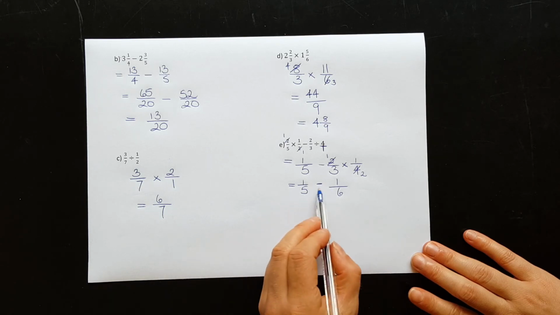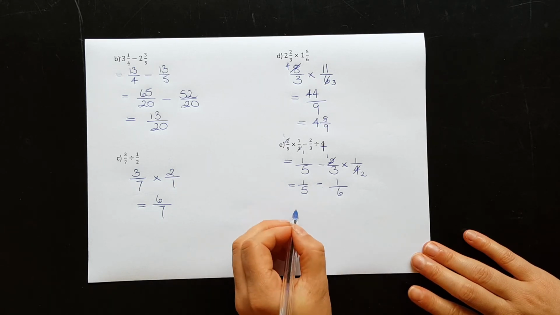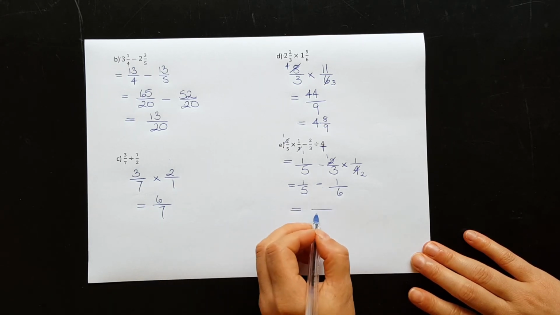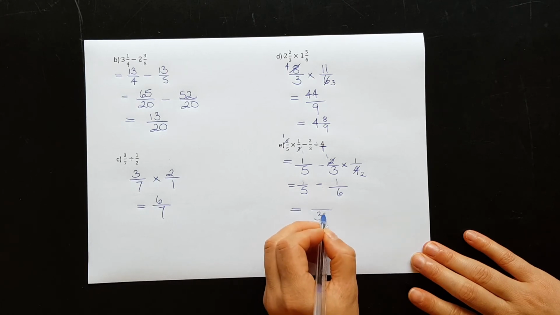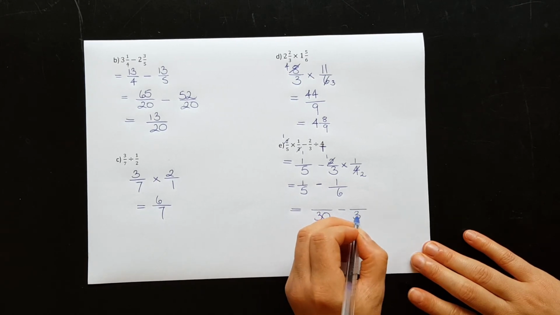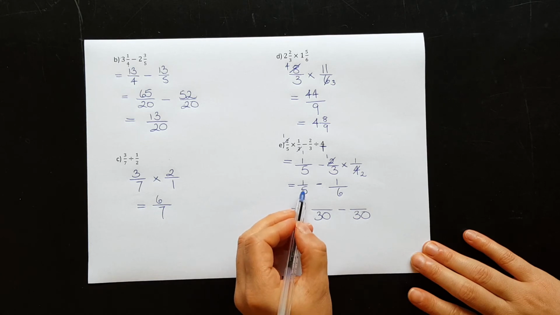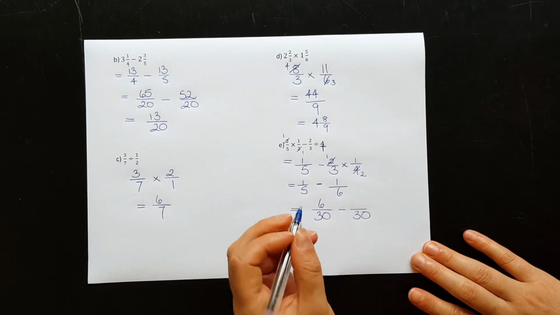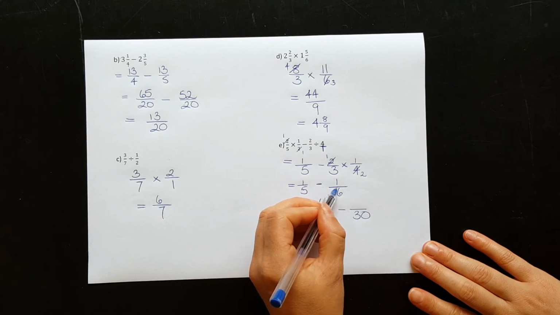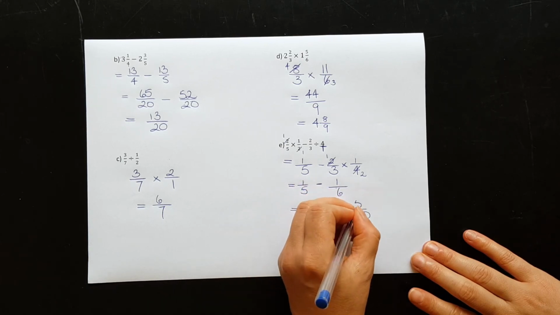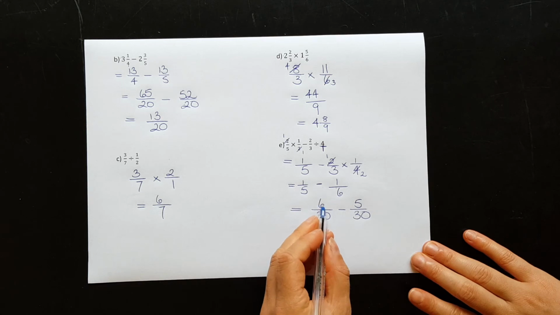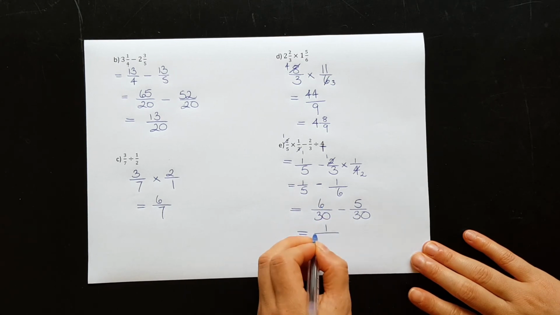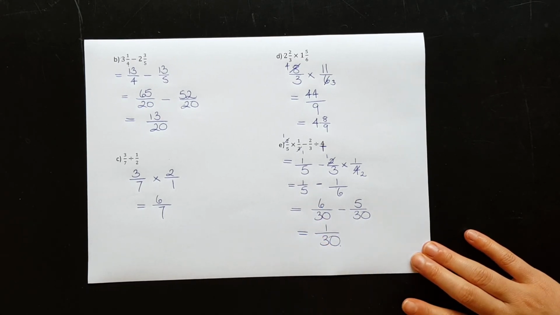So all that's left to do is the subtraction, and to do that we need a common denominator. Now for 5 and 6, the denominator will be 30. So this fraction is to be multiplied by 6. So 1 times 6 is 6. This fraction is to be multiplied by 5. So 1 times 5 is 5. And 6 minus 5 is 1 out of 30.